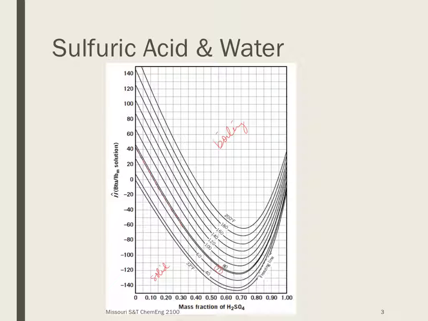Now, some of the things that you might notice is, first of all, all these curves have a minimum. And the minimum tends to look like it's around maybe 70% of the acid and the water. Another thing you should notice is that all these temperature curves are very spread apart at lower compositions of acid and water, and they're very compact for the very concentrated acid and water.